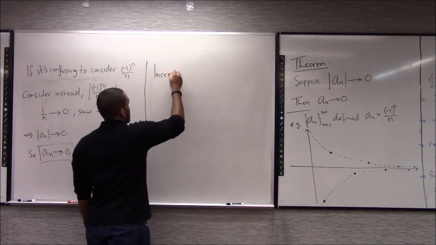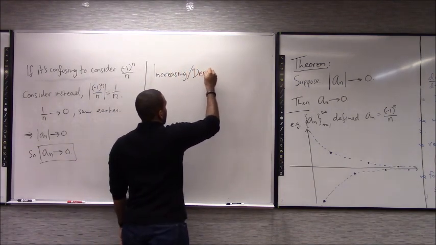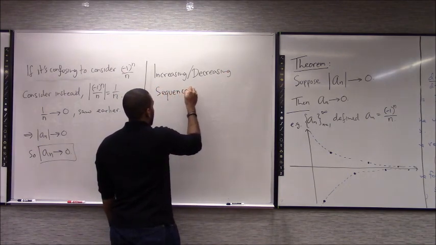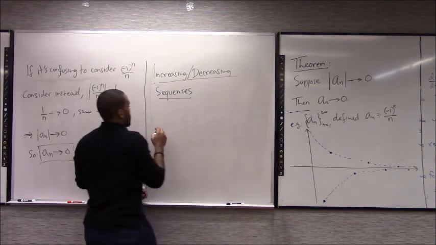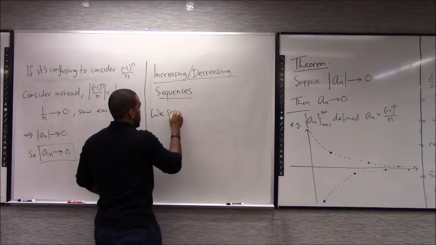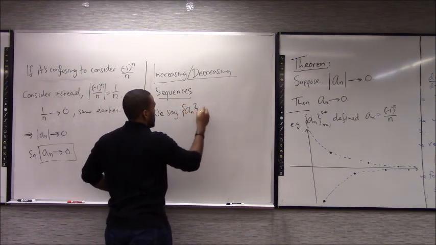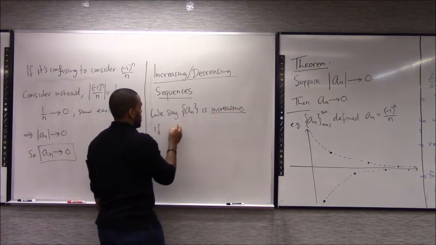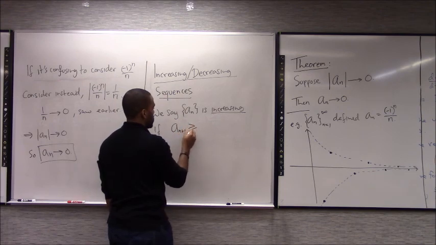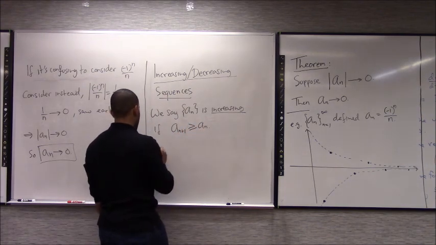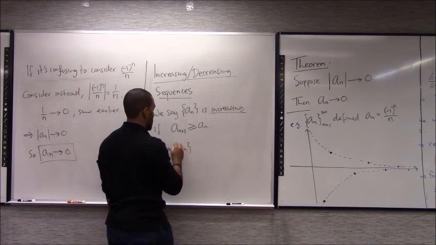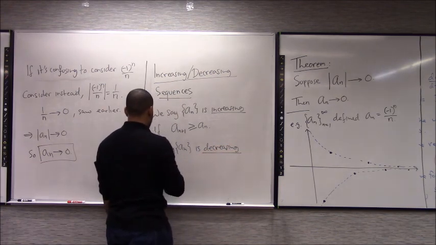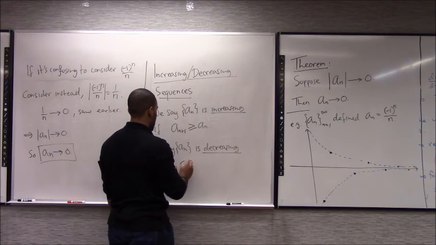Increasing and decreasing sequences. We say a_n is increasing if each new term is larger than or equal to the previous term. We say a_n is decreasing if each new term is smaller than or equal to the previous term.